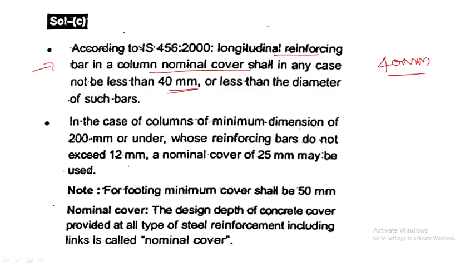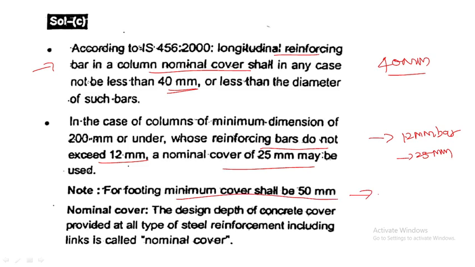In case of columns of minimum dimension of 200 mm or under, whose reinforcing bars do not exceed 12 mm, a nominal cover of 25 mm may be used. If you are using a 12 mm bar, which should not be exceeded, then you have to use 25 mm. For footing, the minimum cover shall be 50 mm.